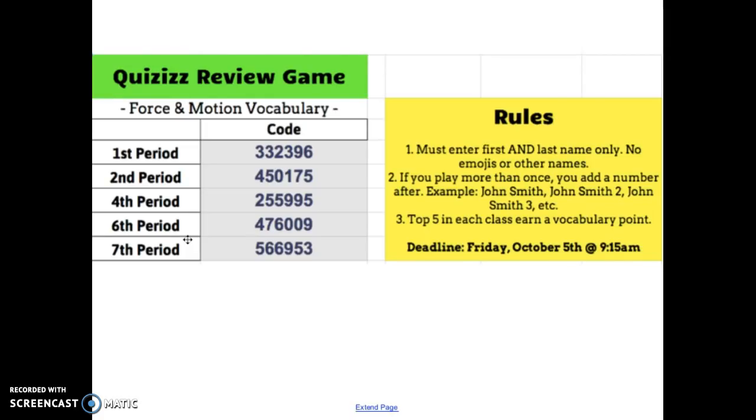You can't see the leaderboard, but tomorrow morning at 9:15 the game will expire. In class I will pull up the leaderboard and the top 5 will earn a vocab point. You can win more than once. You must enter just your first and last name. If you play more than once, you add a number, and there's an example right here if you're not sure.